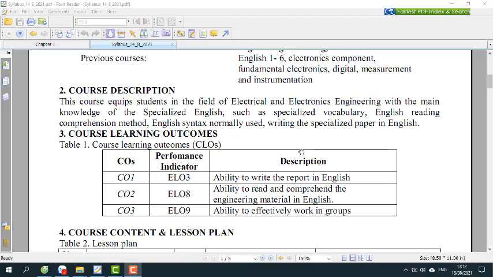And this is the student outcomes. This is the course learning outcomes of the course. The course has three course learning outcomes. First, after the class, the student has the ability to write a report in English. Second, the student has the ability to read and comprehend engineering material in English. And finally, the student has the ability to work in a group.